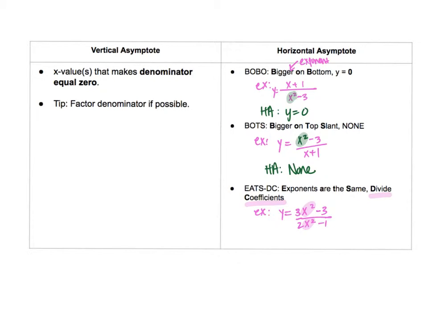So here's what I mean. Notice that your coefficients in front of the variables are 3 and 2. So in this case, your asymptote is going to be 3 divided by 2, or 3 over 2. And there we have it. We have found the asymptote for that rational function. So whenever the exponents are the same, you're going to take the number in front of it, or the coefficient, and divide them. Okay, so now let's try doing each example of these. So I'm going to show you 3 graphing examples in the next slide.